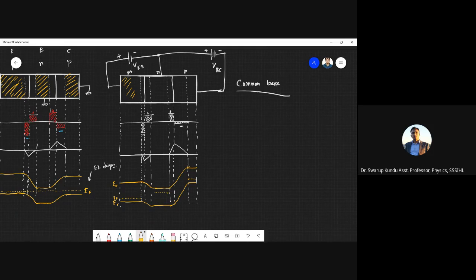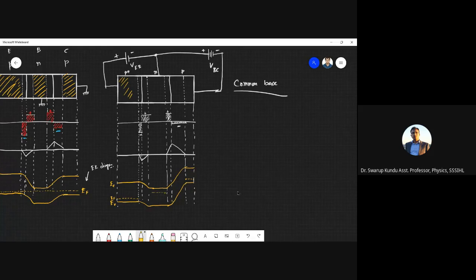Okay. So this is how the energy band diagram looks, not forward bias, it's in active mode for a common base transistor, the common base mode of operation basically.